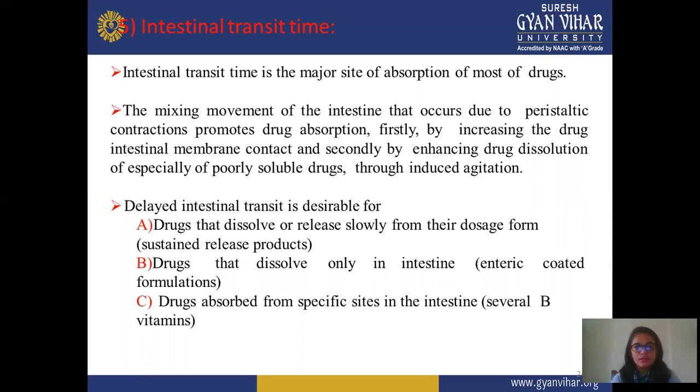Delay in intestinal transit is desired for drugs that dissolve or release slowly from the dosage form, like sustained release formulations, drugs that dissolve only in the intestine, like enteric-coated tablets, and drugs absorbed from a specific site in the intestine, such as several B vitamins. This means that according to the formulation, your intestinal transit time may vary, like for vitamin B, an enteric-coated tablet, or a sustained release form, which will be slow and dissolve slowly.